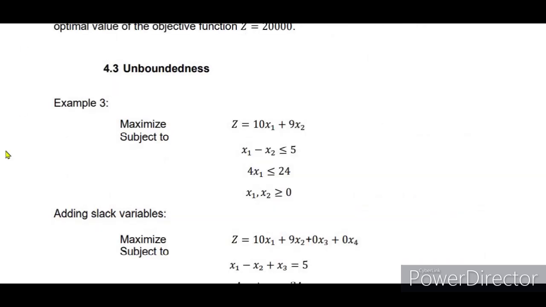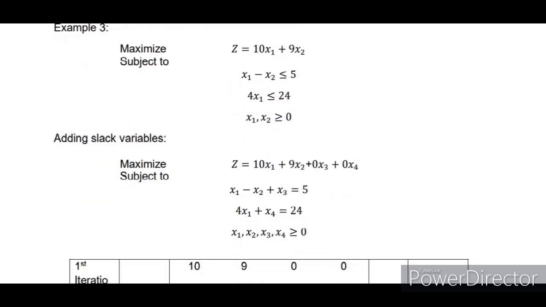Now let's go to 4.3, unboundedness. So for example number 3, suppose we have this linear programming model, a maximization model. Maximize z is equal to 10 x sub 1 plus 9 x sub 2. That is the objective function. Subject to x sub 1 minus x sub 2 less than or equal to 5, then 4 x sub 1 less than or equal to 24, with the non-negativity constraint x sub 1, x sub 2 greater than or equal to 0.